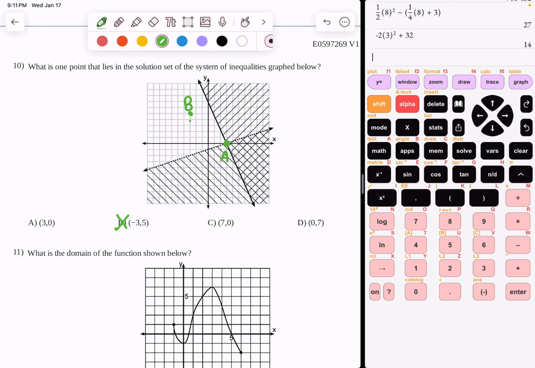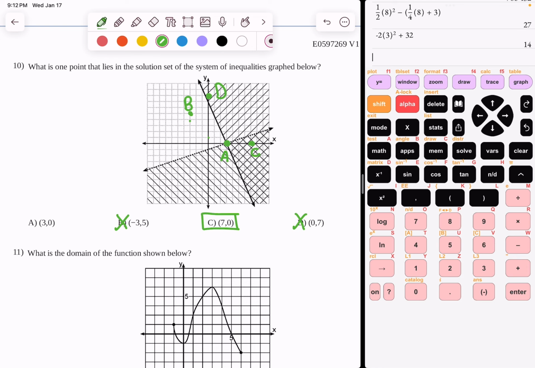Let's look at C. 7, 0. 1, 2, 3, 4, 5, 6, 7. That's C. And D is 0, 7, 0, and then up 7. 1, 2, 3, 4, 5, 6, 7. Well, it's not going to be that one because that's only in the one shaded section. And the answer would be C because that's the only one in the double shaded section. A is just on the line of one of the inequalities.